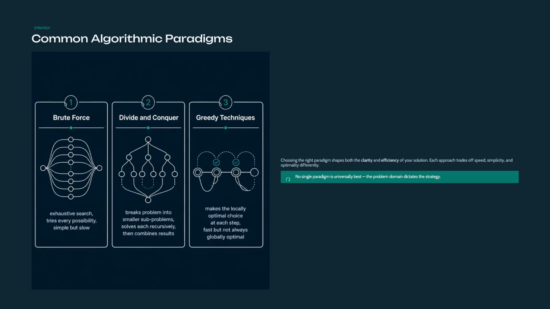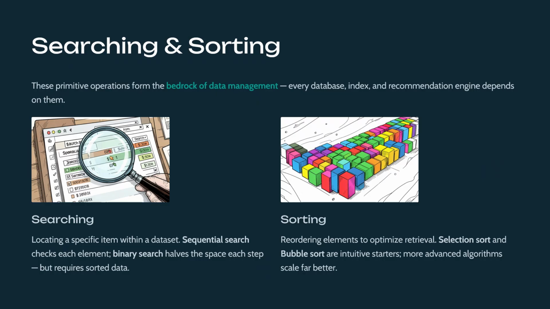There is no universally best paradigm. The choice depends entirely on the characteristics of the problem being solved. Title: Searching and Sorting. Searching and sorting are among the most fundamental operations in computer science.